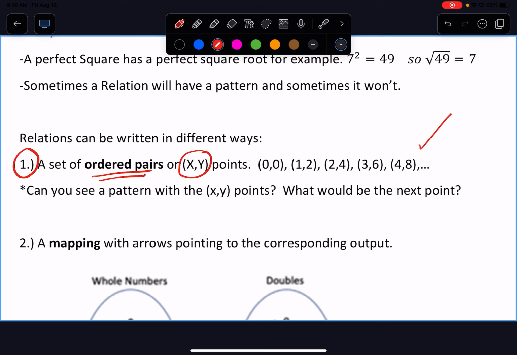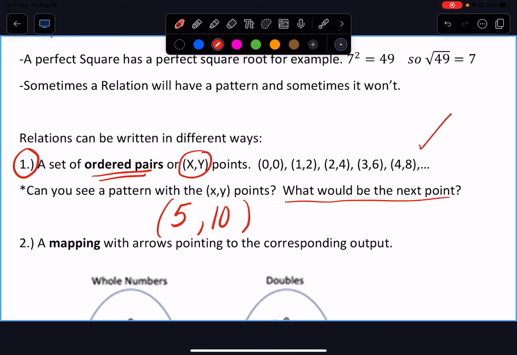So it's 0, 0, 1, 2, 2, 4, 3 goes to 6, 4 goes to 8. What would 5 go to in your guess? It's okay to be wrong. Yeah, 10. So does it appear that we're multiplying the y values by 2? Is that the pattern? Yeah, I can concur with that.